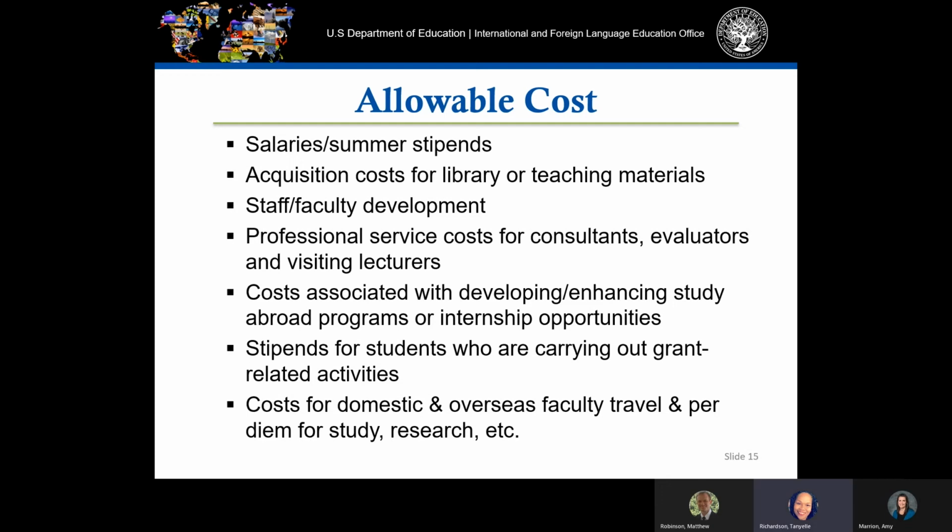Allowable cost. We do allow funding to be used in the following ways: for salaries, for summer stipends, for library and teaching materials, professional service costs for consultants and evaluators, costs for developing study abroad or internship programs, and costs for domestic or overseas travel. Those all fall under allowable costs.